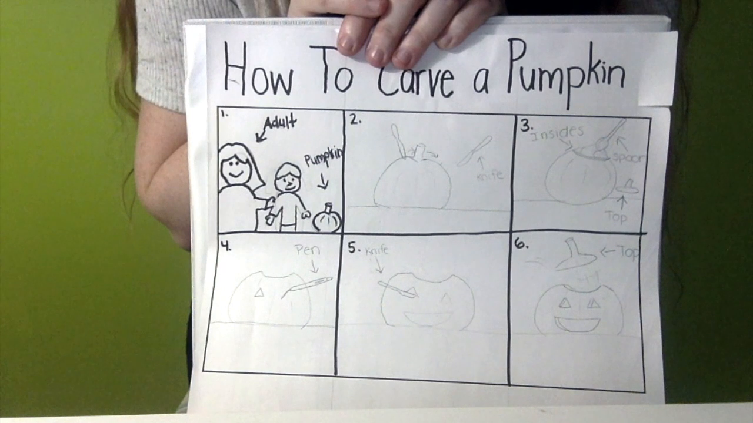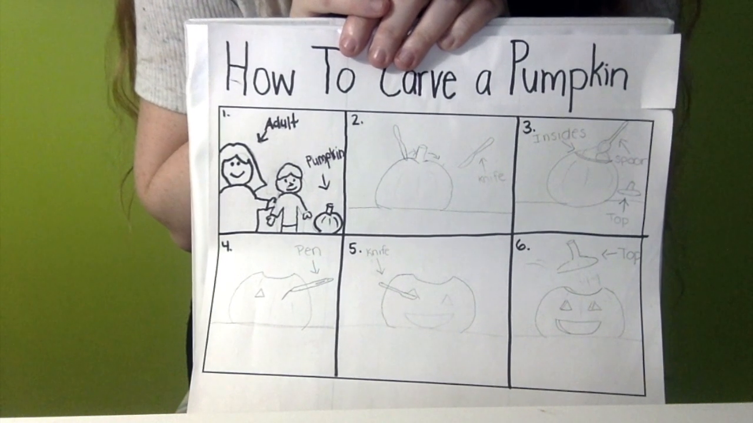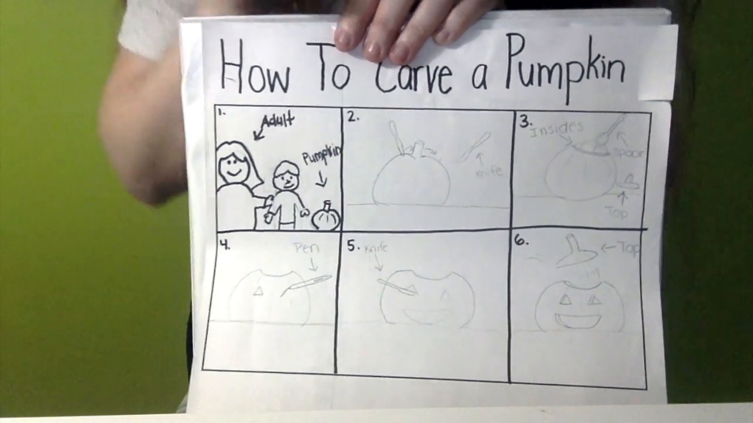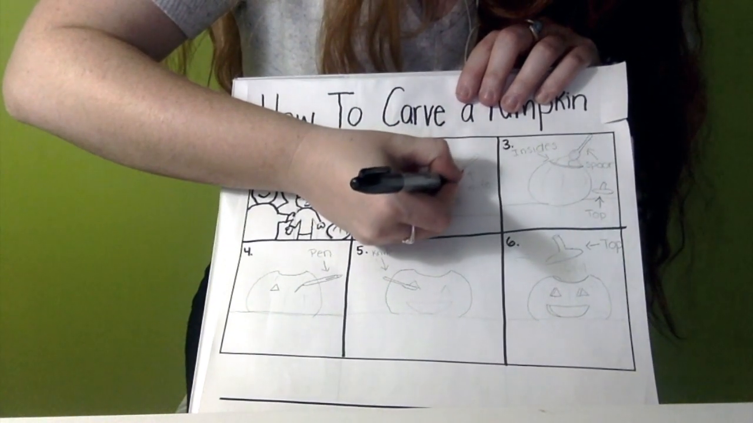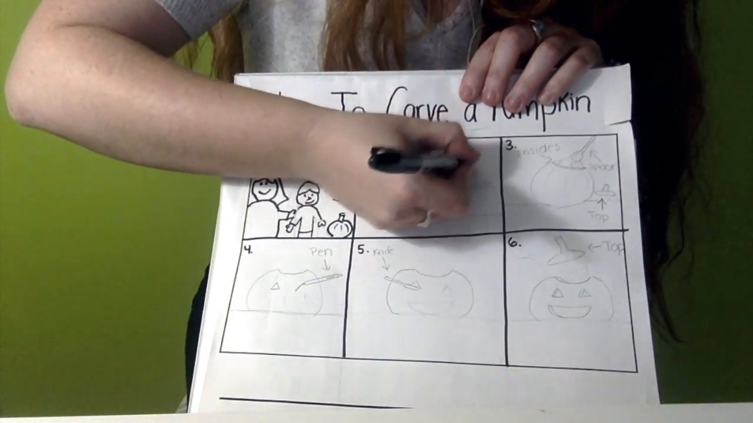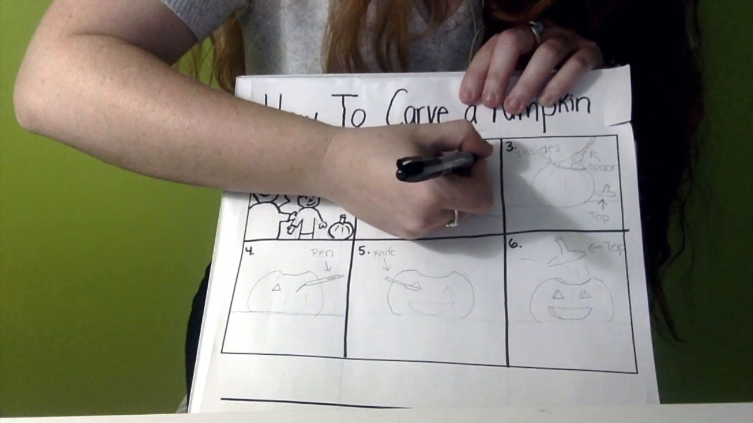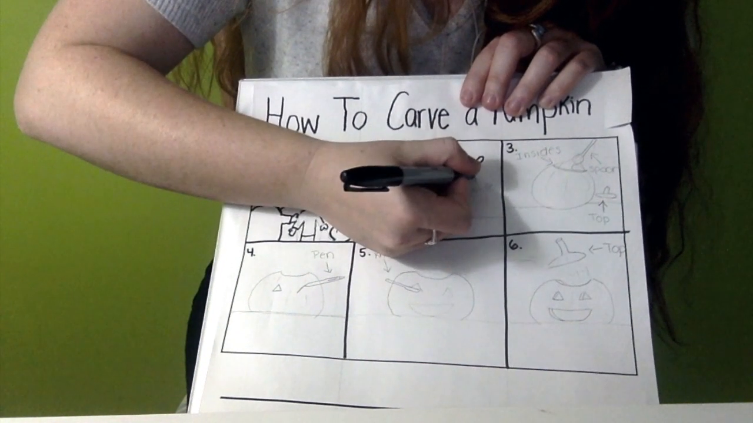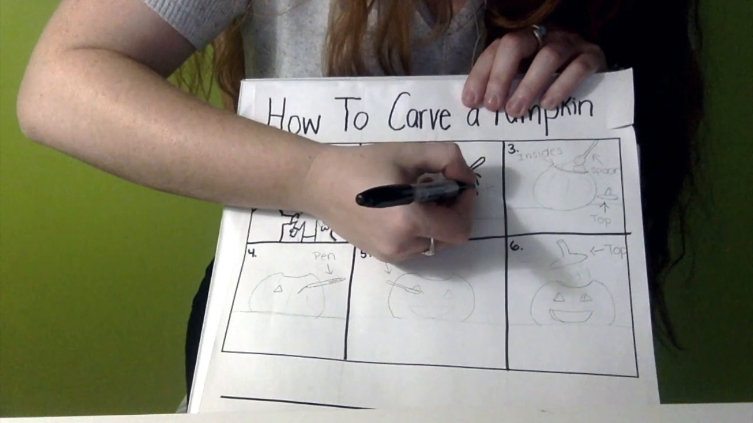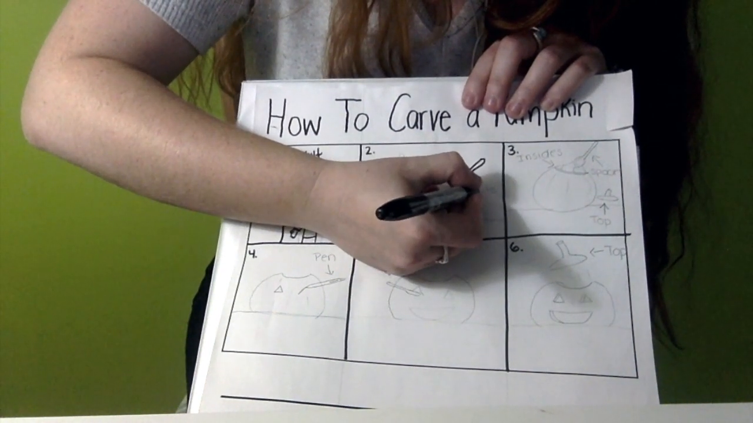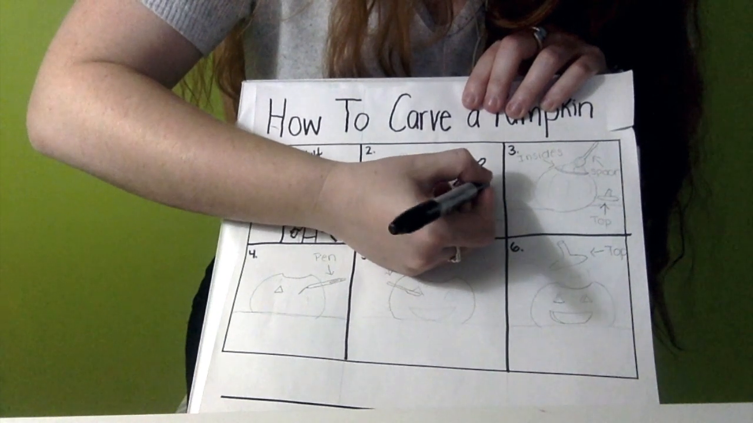Now I'm going to illustrate my next step. Remember, I need to think about the items I'll need. In this case, I'll need a knife or some kind of carving utensil to carve off the top. So I'm going to illustrate a knife here, and I think it's important to label that this is a knife.